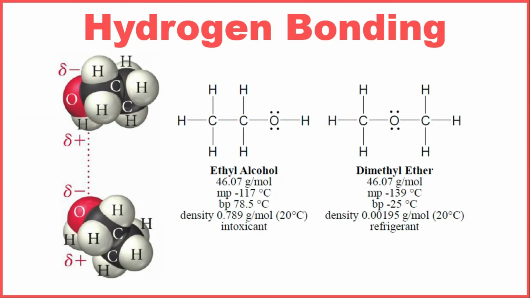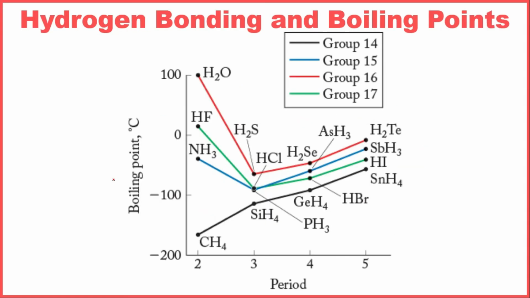Okay? So any molecule that contains an OH bond, such as ethanol, is capable of hydrogen bonding. As you can see here, the hydrogen of ethyl alcohol is bonded to the oxygen of dimethyl ether. This figure shows the effect of molar mass and hydrogen bonding on boiling points. Hydrogen bonding causes water to boil at a much higher temperature than would be expected for such a small molecule.